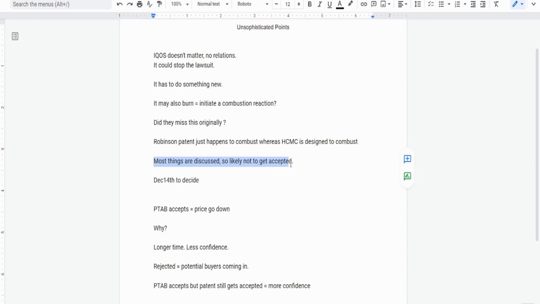But also, originally when the Robinson pattern was looked at and when HCMC's pattern was looked at, these things were most likely discussed, and most things are discussed. So it's very likely to get accepted.